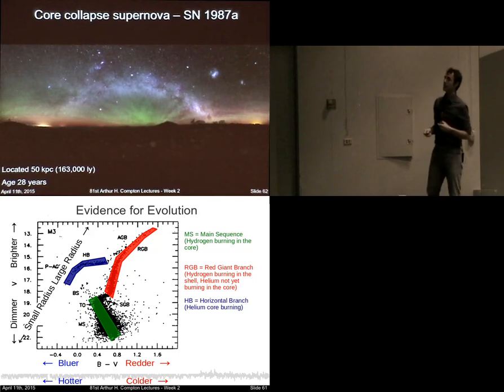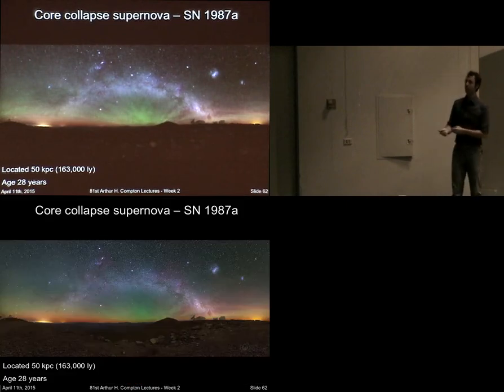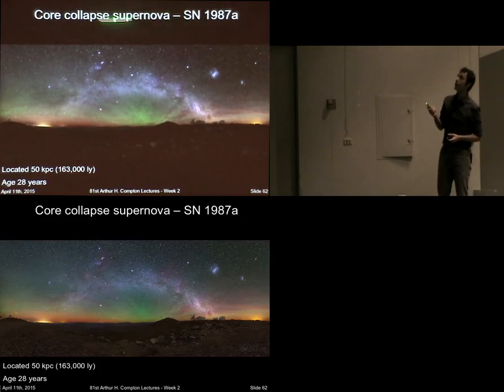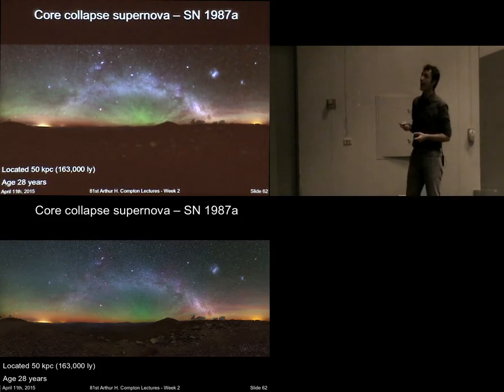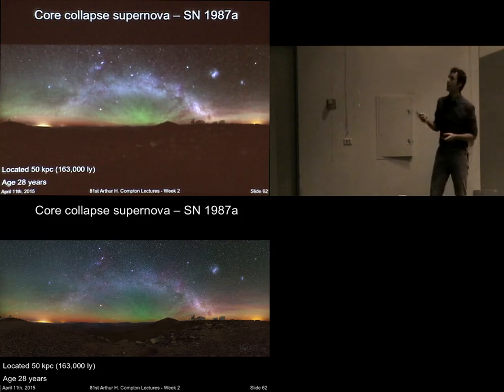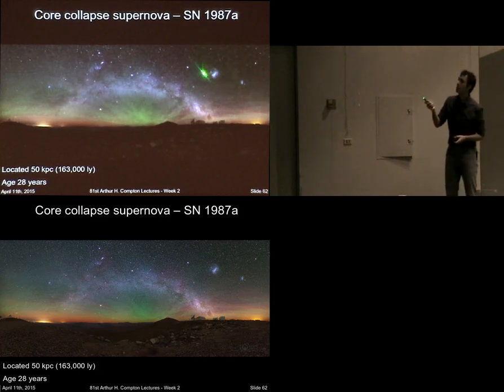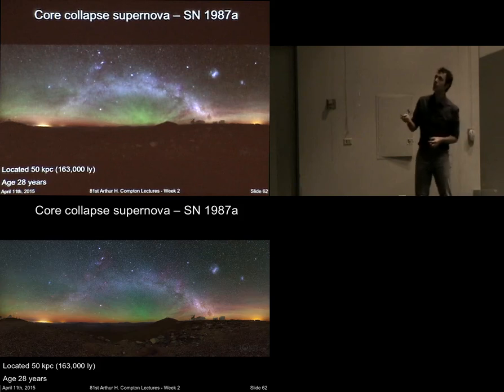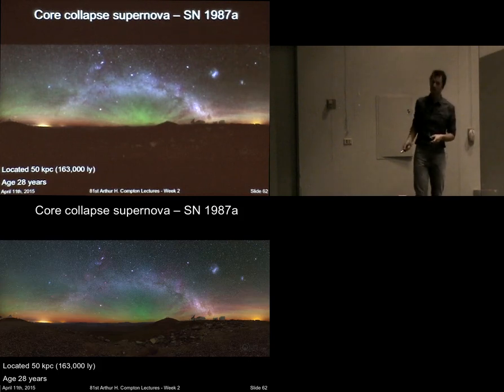The other piece of evidence I'm going to demonstrate, this is getting close to the end now, is a core collapse supernova called 1987A. And this happened in the Large Magellanic Cloud. So this is a photo taken in Chile at the ESO, European Southern Observatory. This is our galaxy, the Milky Way. This is the Large Magellanic Cloud, which is like a little galaxy nearby. And then this is the Small Magellanic Cloud.